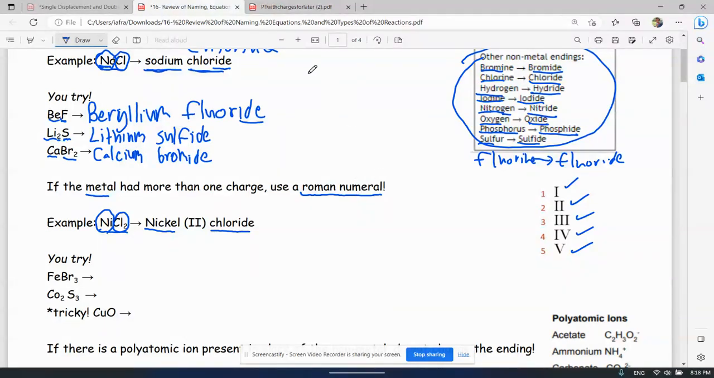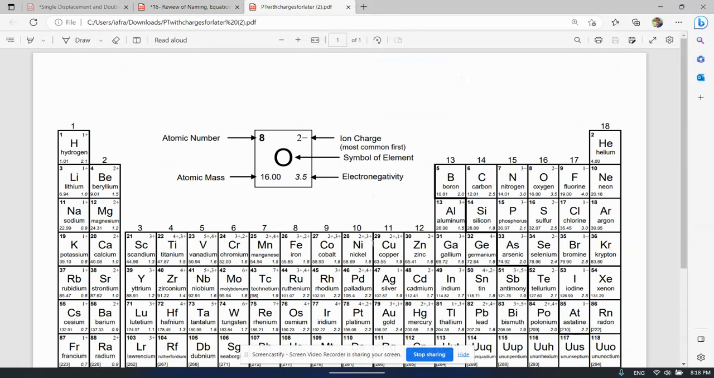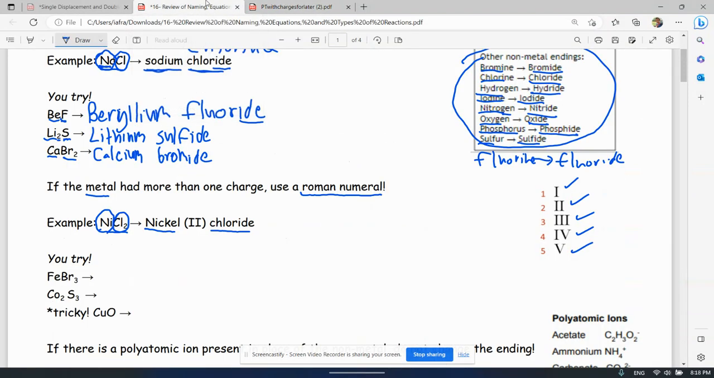But you need to recognize that NiCl2, the nickel there, can have either a charge of 2 plus or 3 plus. So you have to indicate what the charge is. To do that, you do what's called a reverse crisscross.